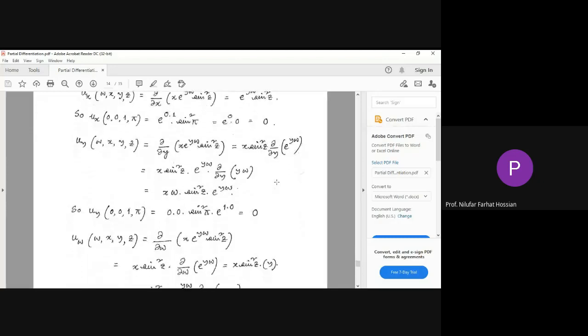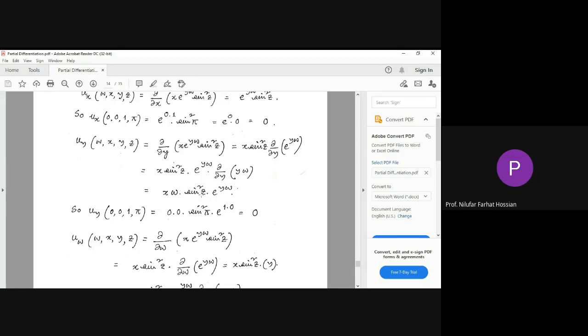Now here, del y of this. So x and sine square z can be treated as a constant factor. X sine square z into del y of e to the power yw. So here this y into w should be treated as simply y. So e to the power y after differentiation gives you e to the power y. X sine square z e to the power y means e to the power yw. Then you have to multiply it by what? Del y of yw should give you simply w, because it will be w into d dy of y. D dy of y is 1. So x into w into sine square z into e to the power yw.